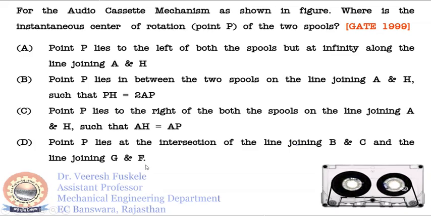This is quite an interesting problem, but students find it difficult to solve. So let's see how to do the velocity analysis of the audio cassette mechanism. Before we move ahead, let's draw the configuration diagram. The configuration diagram is as follows.